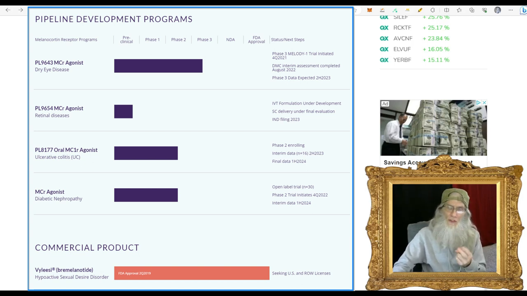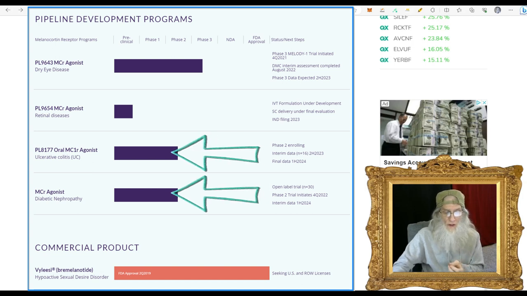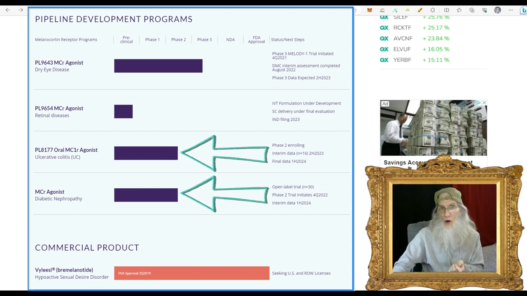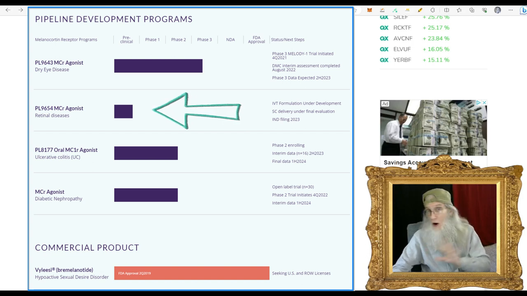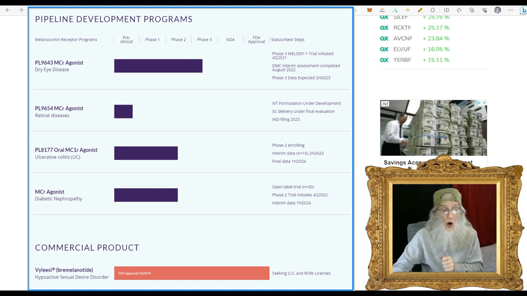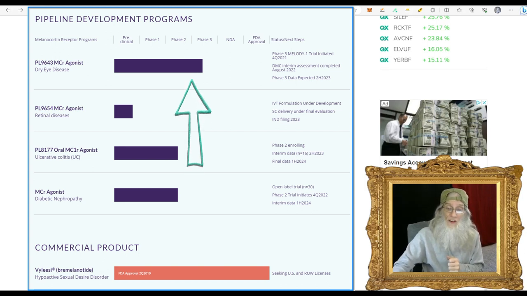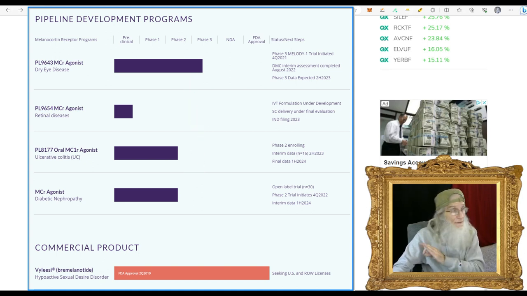They have two drugs in the phase 2 trial. One is for diabetes, one is for ulcers. They have another one for retinal diseases. This is in preclinical trials. That's the very start of it. That's got a long ways to go. And then we've got the dry eye disease drug, which is completing its phase 3 trial, the very end. This is where everybody gets excited. And we're expecting that data to come out the second half of 2023, which is any time now.